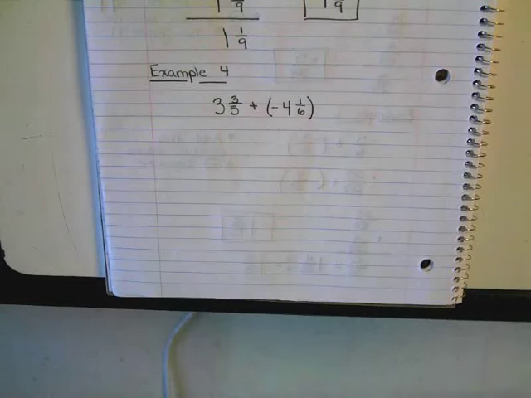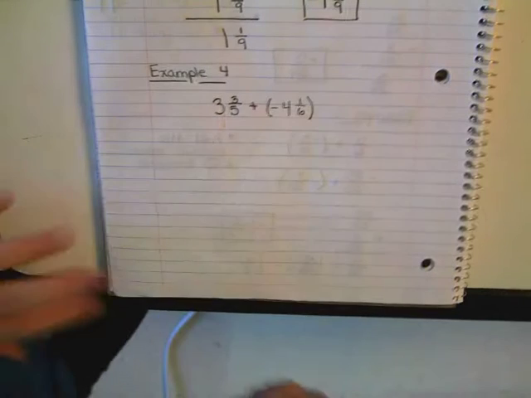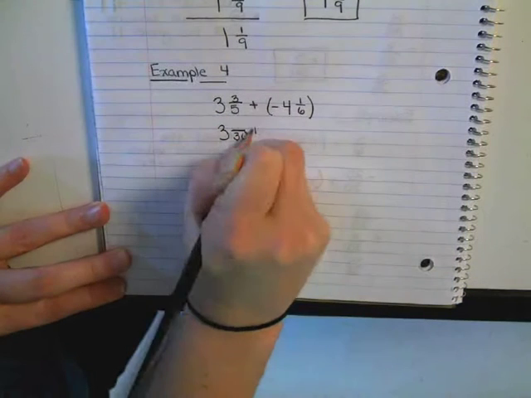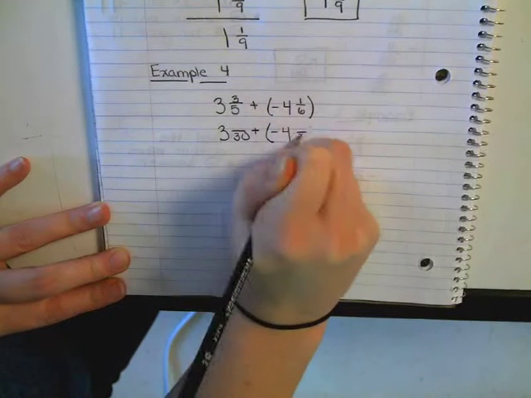And 1/6. All right, Simon's right. I'm not going to look at that negative sign yet. What am I going to do first? You are going to get common denominators. Good. What is my common denominator, I should say? 30. So 3 and something over 30 plus, parentheses, -4 and something over 30.